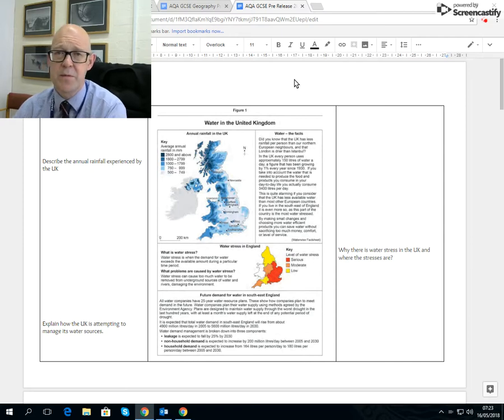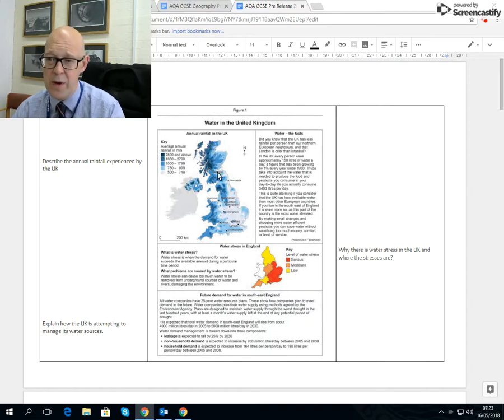Okay, the Advanced Information Booklet for Paper 3, GCSE 2018. First part of Figure 1, background information. First about supply, and you can see here a classic choropleth map, where the density of colour indicates the scale of the data of rainfall in the United Kingdom.